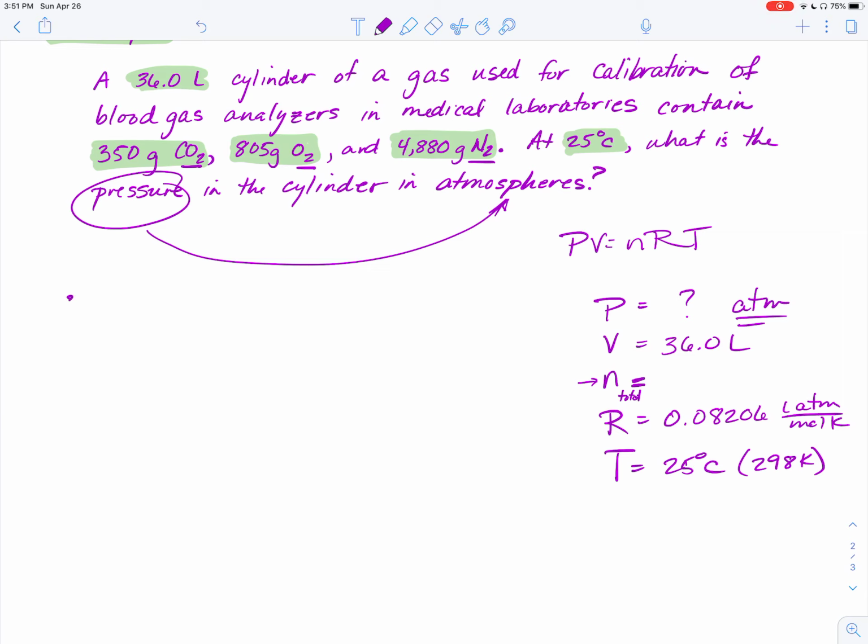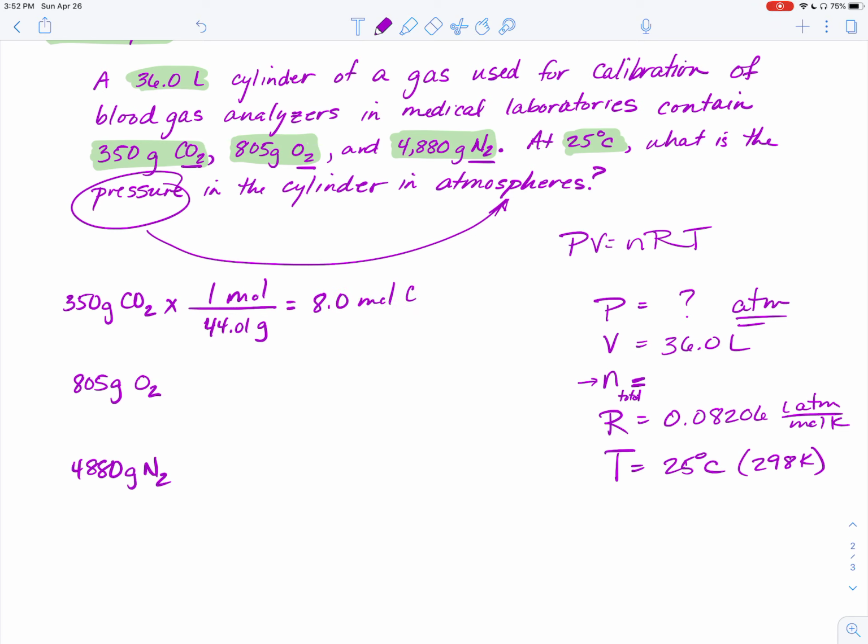So before we can calculate this, let's figure out how many moles we have of each gas and then sum them up. So we have 350 grams of CO2, 805 grams of O2, and 4,880 grams of N2. So let's figure out their mole value, and so we'll divide each by their respective molar mass. For CO2, that's 44.01 grams is equivalent to 1 mole. And that value to 2 sig figs calculates to be 8.0 moles of CO2.